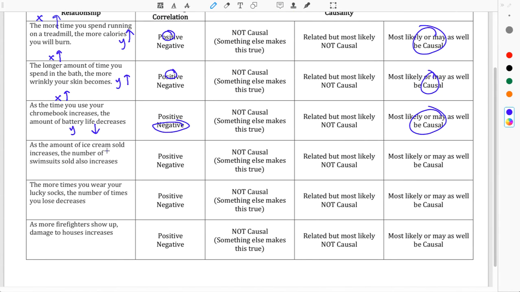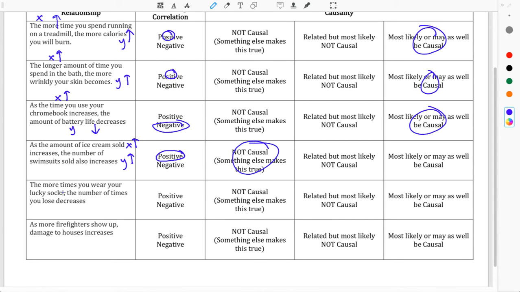As the amount of ice cream sold increases, the number of swimsuits sold also increases. So as x increases, y increases. This is positive correlation. Remember, these are a correlation. But does selling ice cream cause swimsuits to also be sold? No. They're related, but it's not causal. Selling ice cream does not cause selling swimsuits, right?